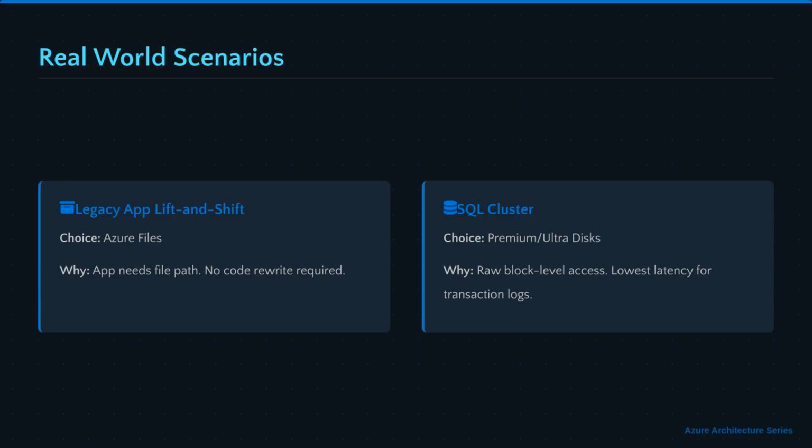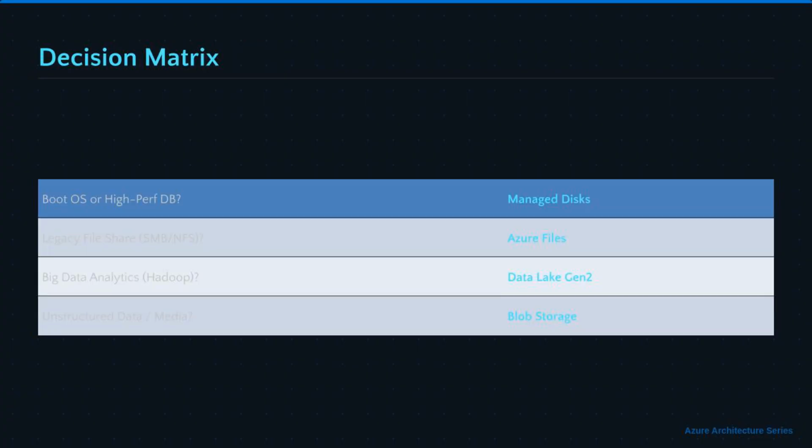To summarize the decision matrix, do you need to boot an OS or run a high-performance database? Azure Managed Disks. Do you need to share files between legacy servers or office workers via SMB/NFS? Azure Files. Do you need to run big data analytics with atomic directory operations and Hadoop compatibility? Data Lake Gen 2. Do you need to store unstructured data, backups, or media for a cloud-native app? Azure Blob Storage.